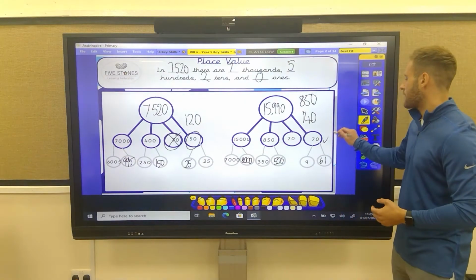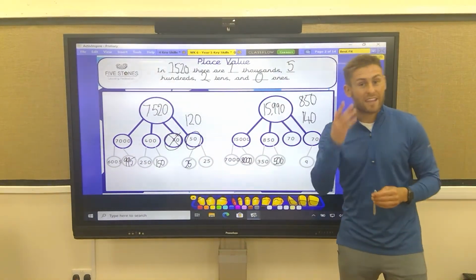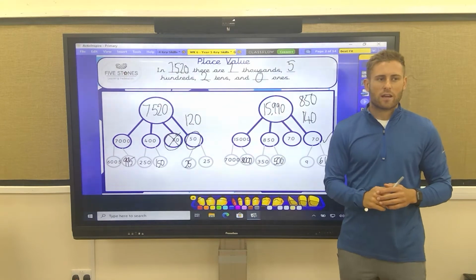Give yourself a lovely tick if you managed to get that. If you made a little error in there, that's completely fine. Go back, have a little check what you spotted.